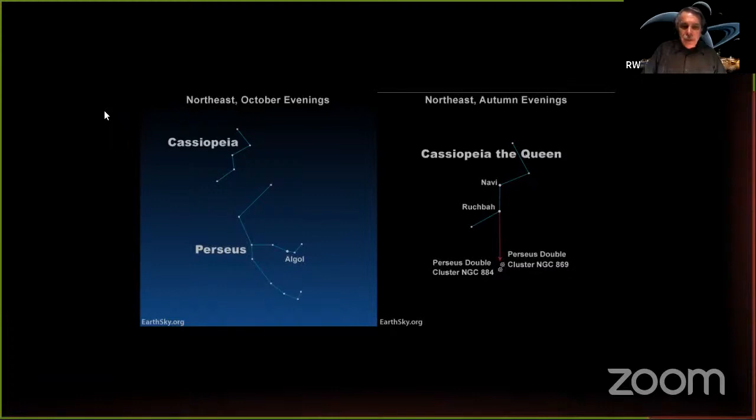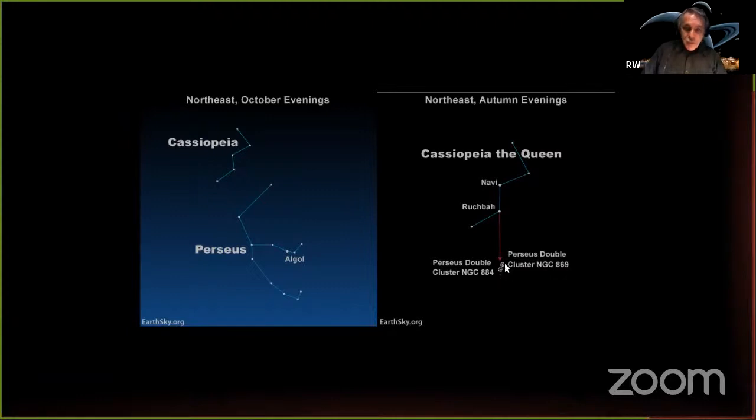It's actually very easy to find. It's a double open cluster, and I'll get to what an open cluster is in a minute. But if you can find Cassiopeia over here, the queen, and the hero, Perseus, which will be off at this time of night, actually below Cassiopeia, you take these two stars here in Cassiopeia, Navi and Ruchbah, I don't know how you say that exactly, and follow, they make a line, and it goes about a little further than this distance here and goes straight down to the Great Double Cluster.